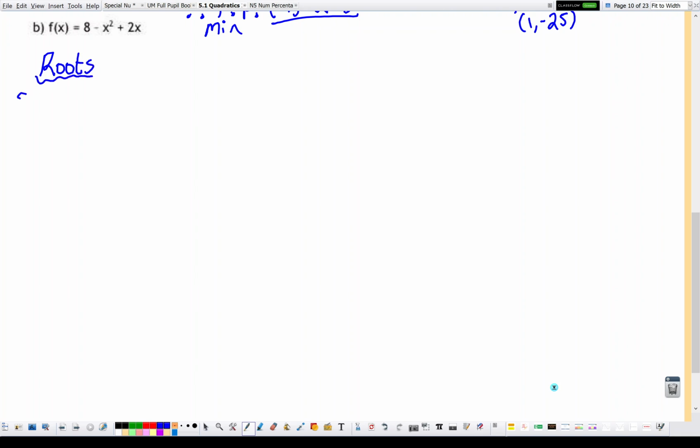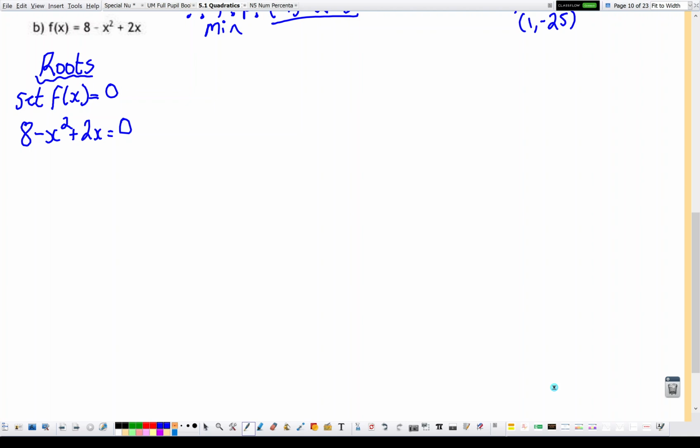So to find the roots, we have to set f of x equal to 0. So you do 8 minus x squared plus 2x equals 0. What we're going to have to do is factorise it. Now factorising a minus x squared is pretty horrible and difficult.